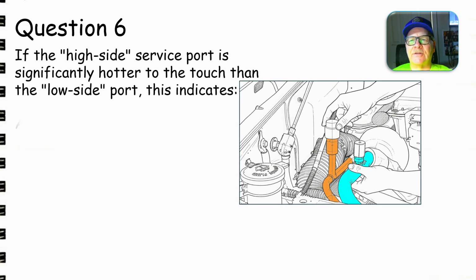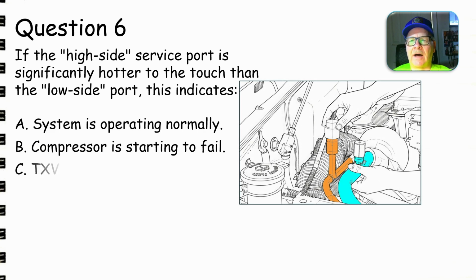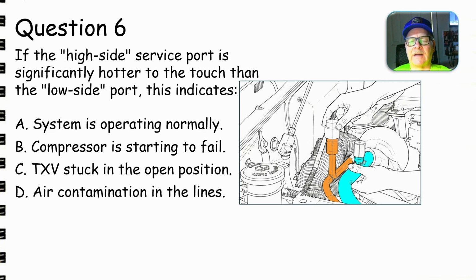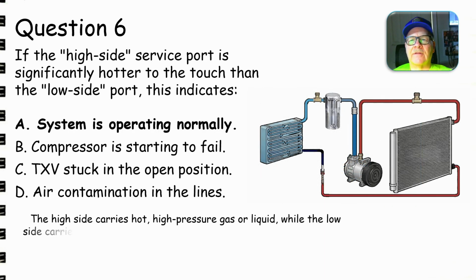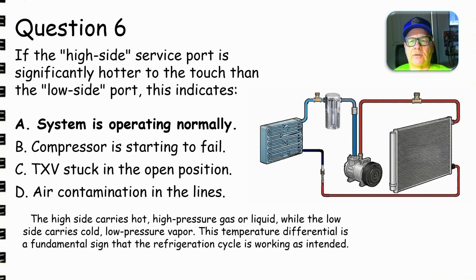If the high side service port is significantly hotter to the touch than the low side port, it indicates A, normal operation, B, compressor starting to fail, C, a thermal expansion valve stuck in the open position, or D, air contamination in the lines. Alright, if the high side service port is hotter, that's the way it's supposed to be. Systems operate normally, if you ever get in there feeling those things.